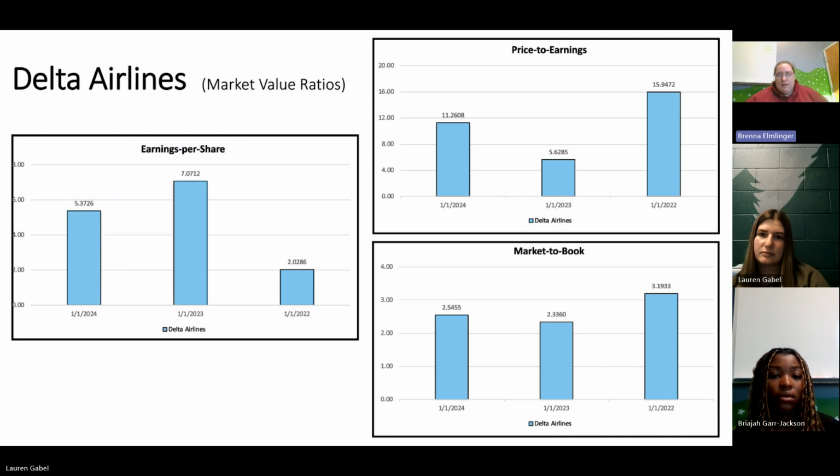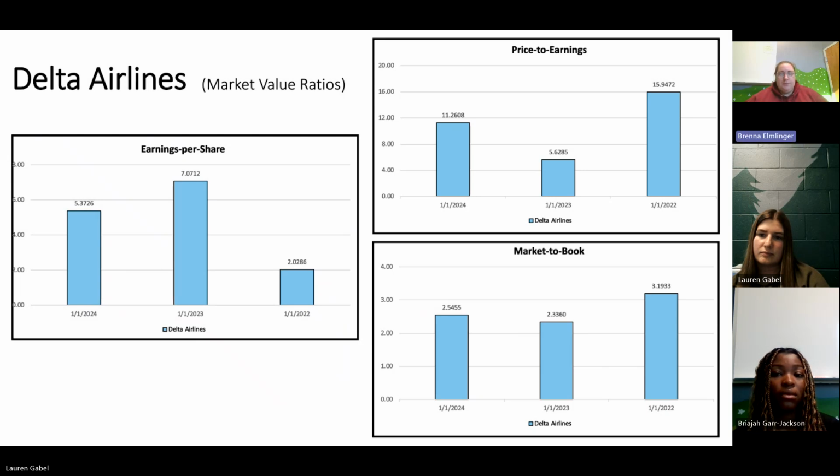Their price to earnings, they had a 15.94 average in 2022, then a drastic decline to 5.628 in 2023, and then a slight increase to 11.260 in 2024. This would indicate that investors saw the value of stock more in 2023 compared to the other years.